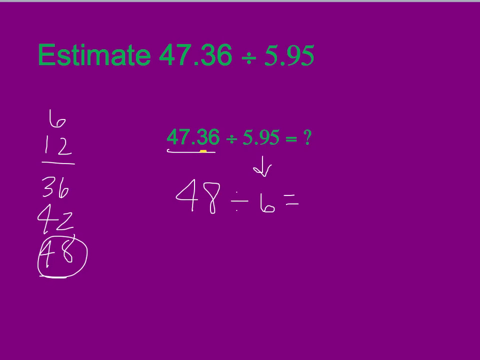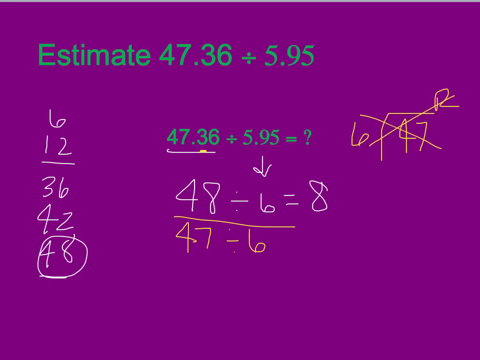So 48 divided by 6 is a simple times table fact that you probably have memorized, and 48 divided by 6 equals 8. So my estimate here is going to be 8. You could use rounding if you wanted to, in which case you would get 47 divided by 6 if you're rounding to the nearest whole number. But then you would really have to write it out and do the long division and figure out what your remainder was or turn it into a decimal. I just think that using compatible numbers is a lot easier and not as time consuming.